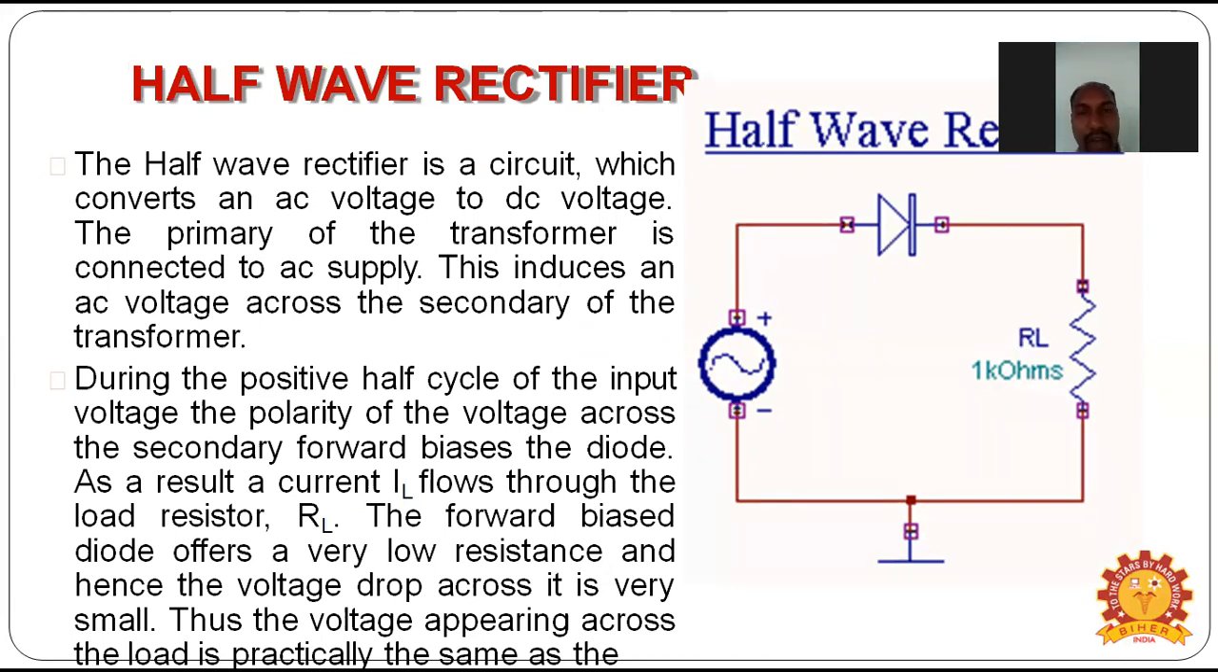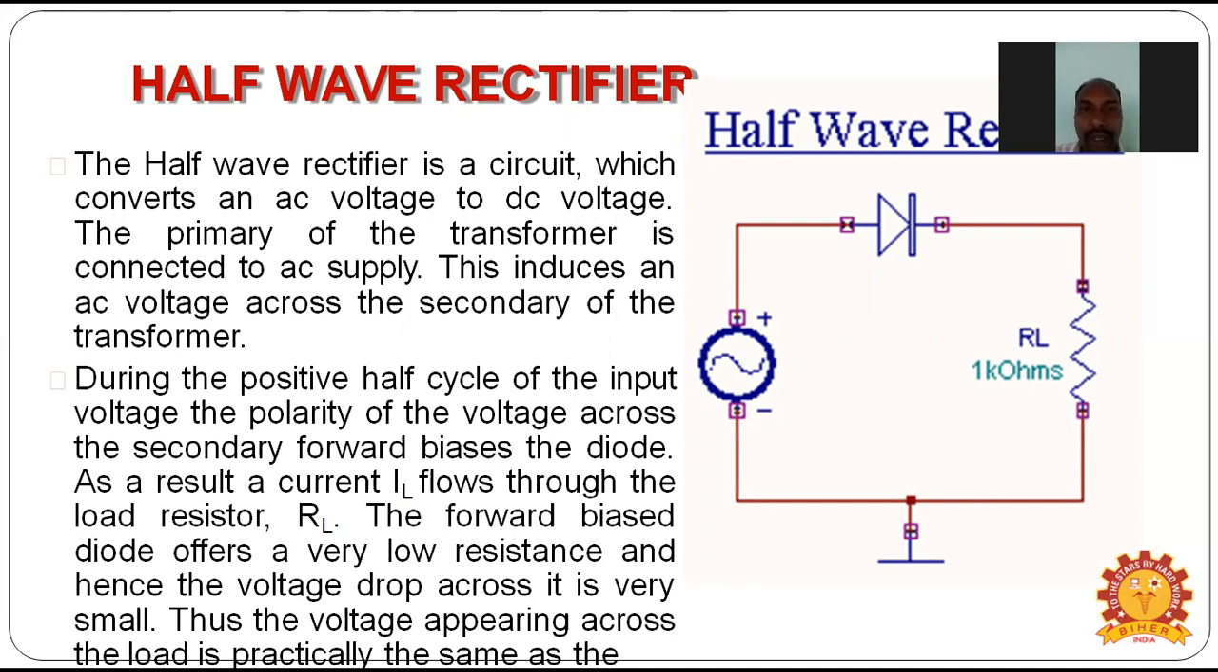The next topic is the half-wave rectifier and full-wave rectifier. Rectifiers have two basic divisions. First, we will see the half-wave rectifier. The half-wave rectifier is a circuit which converts AC voltage to DC voltage. The primary of this transformer is connected to the AC supply. This indicates the voltage across the secondary of the transformer.